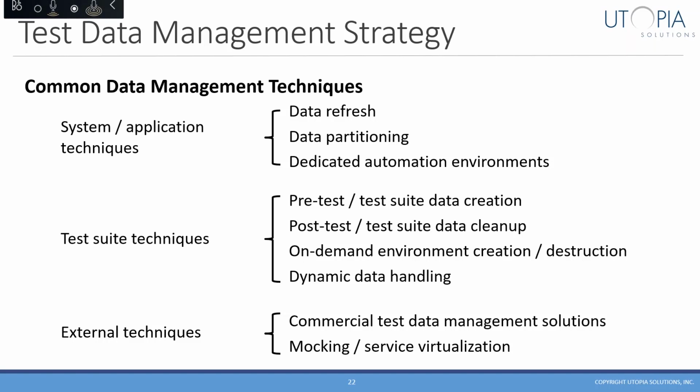So let's talk a little bit about how we can develop a test data management strategy. Unfortunately, at least that I found, there's no step-by-step recipe or one-size-fits-all solution for this. It's going to vary quite a bit from organization to organization, based on where that data lives, what the dimensions are, what the state of your environments are, et cetera.